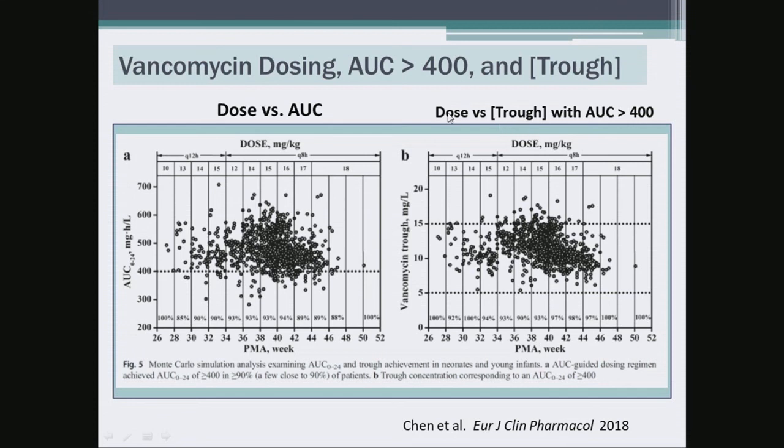If you compared dose versus trough concentration when the AUC was greater than 400, you can see again all over the map, trough concentrations ranging from 5 or 6 all the way up to above 15, depending on the dose. This was just published last year. Again, remarkable variability in neonates.